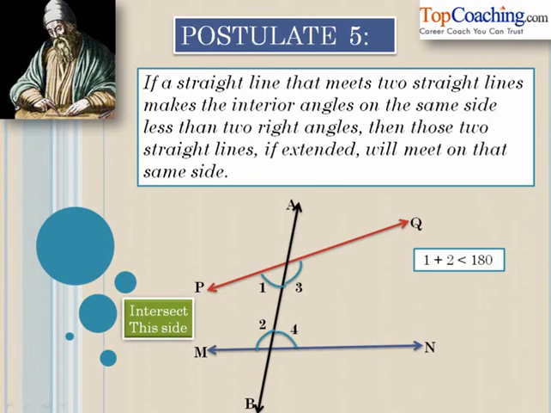So these two lines PQ and MN intersect this side. This side is the side which has angle 1 and angle 2. If angle 1 and angle 2 were greater than 180 degrees, then these two lines would have intersected this side along angle 3 and angle 4. So this is postulate number 5. This postulate is a bit complex when we compare it to the first, second, third and the fourth postulates that we have studied. So we are going to understand this postulate in more detail in our next section. This was all about Euclid's axioms and Euclid's 5 postulates.